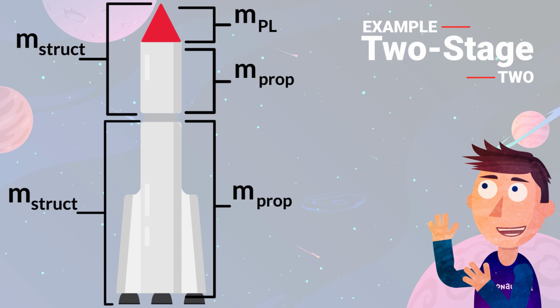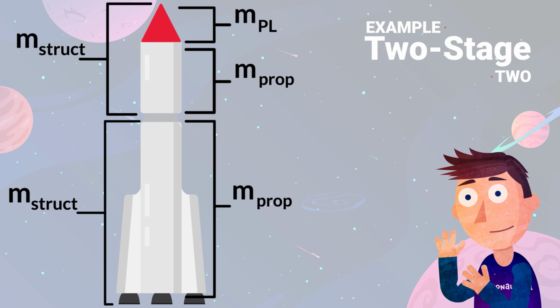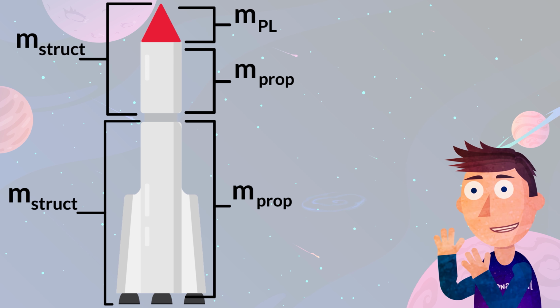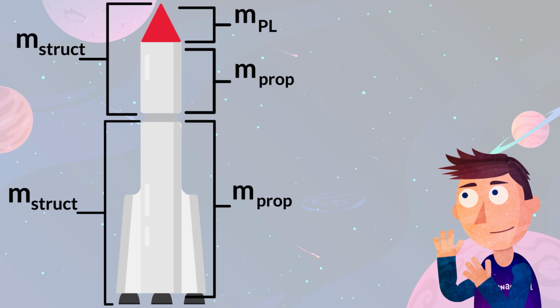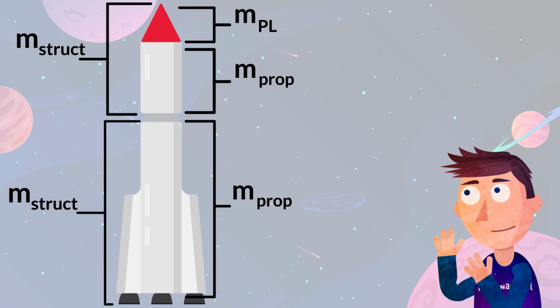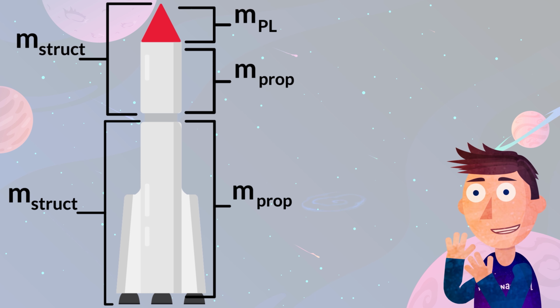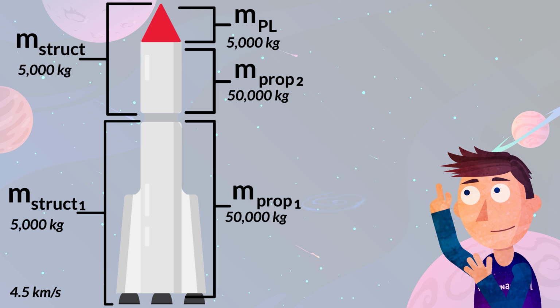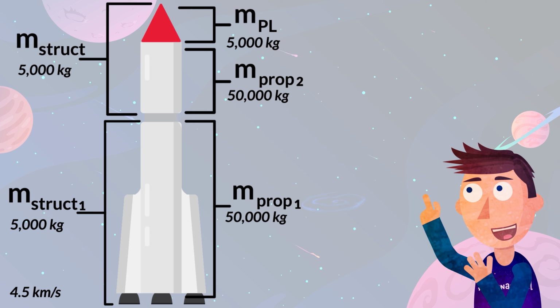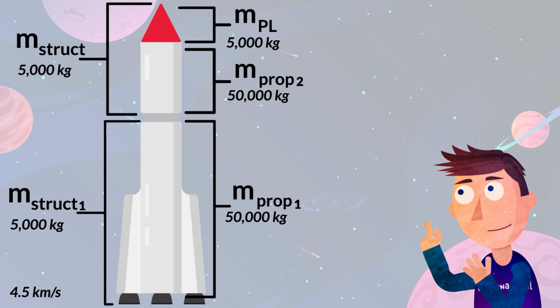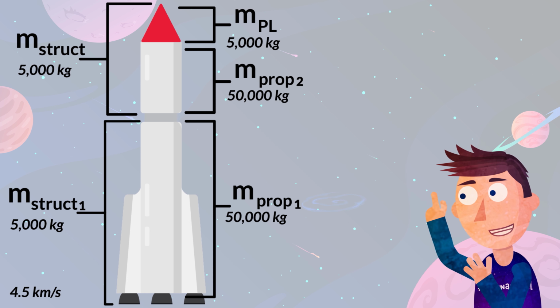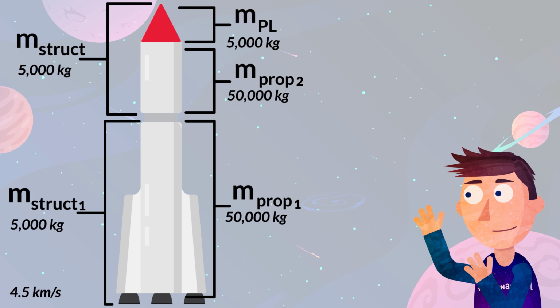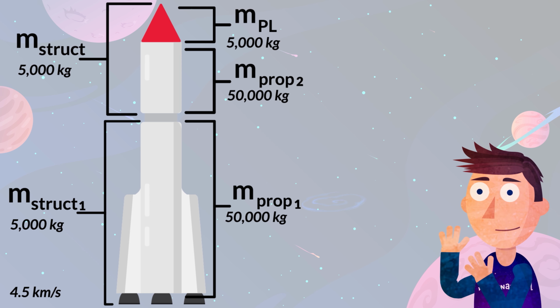Here's the breakdown of the masses, and you can see that things are quite different. The payload mass still remains the same, but the propellant and structure is divided into 2 parts for the 2 different stages. Let's give these values just like our single stage example. The payload remains at 5,000 kilograms. However, the propellant mass of 100,000 will be split into 2, 50,000 in stage 1 and 50,000 in stage 2. The same goes for the structure mass, which splits into 5,000 on each stage.